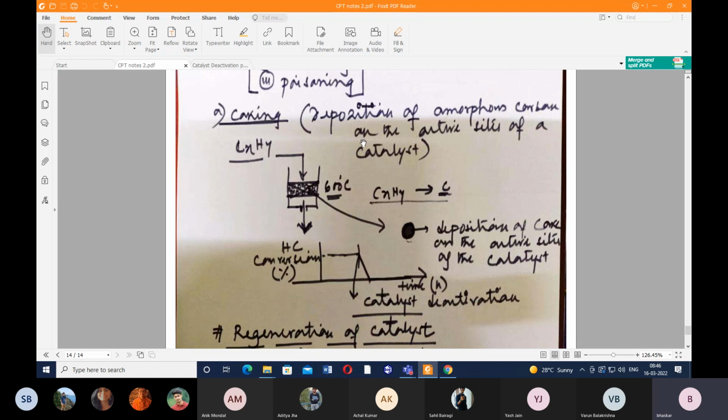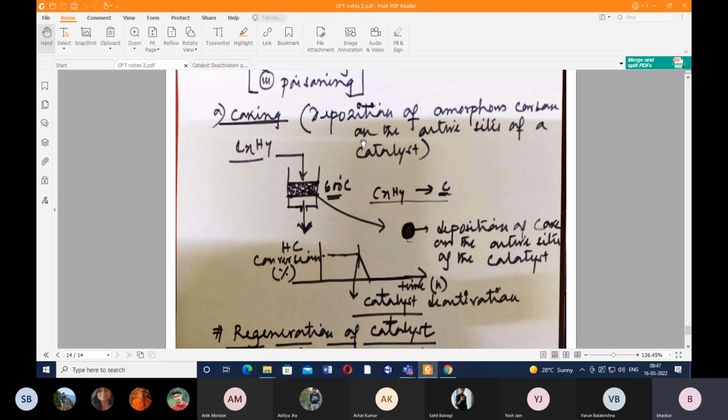Try to visualize this. Let's assume I am carrying out the reaction for 1 hour. Up to 1 hour, I have around 100% hydrogen yield. But as time progresses, the yield of hydrogen gets lower, lower, and lower. Why is it happening? Since with time we have more deposition of carbon particles, since all the time CxHy is coming in contact with the catalyst particle, it is decomposing into carbon and hydrogen.